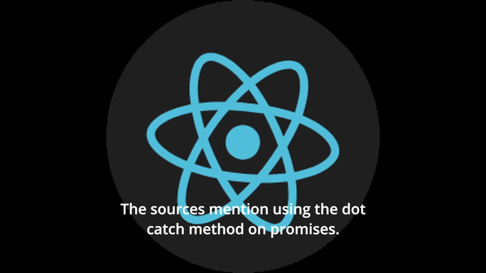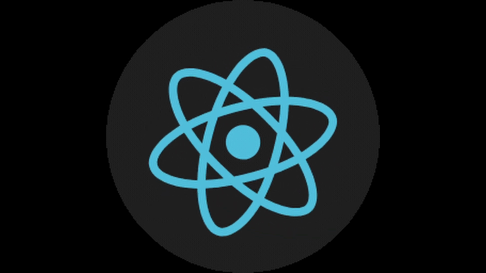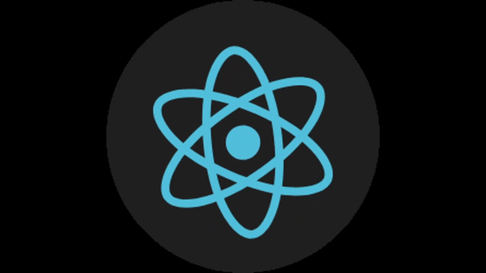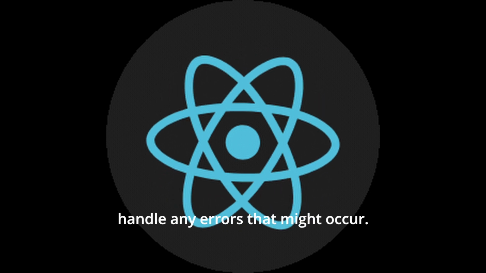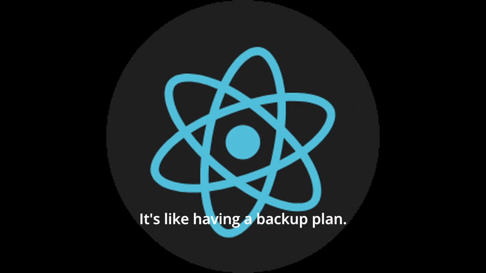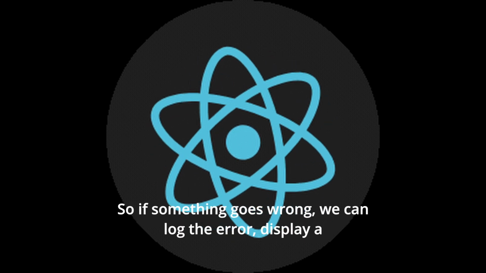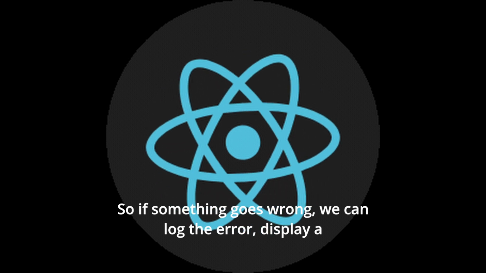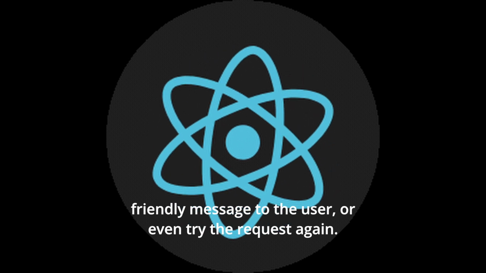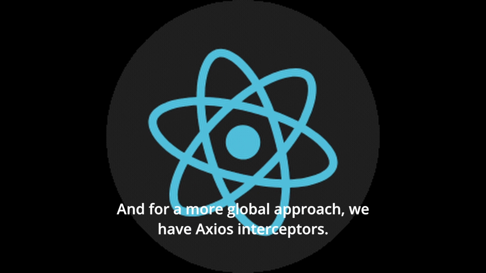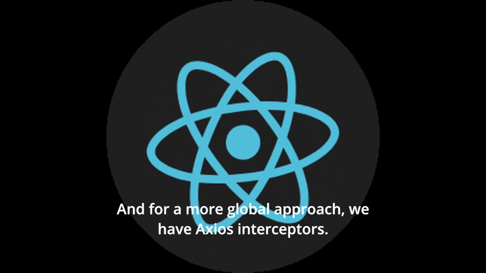The sources mention using the .catch method on promises. Promises, those little bundles of potential. And the .catch method lets us handle any errors that might occur. It's like having a backup plan. So if something goes wrong, we can log the error, display a friendly message to the user, or even try the request again. And for a more global approach, we have Axios interceptors.